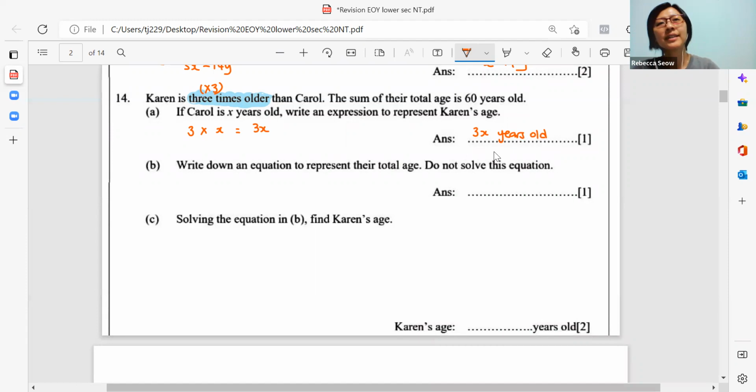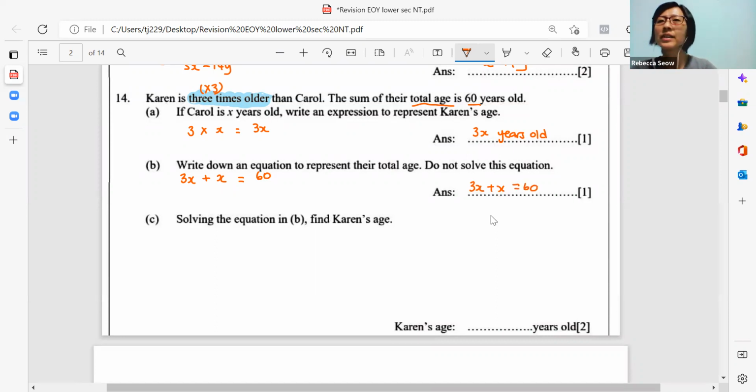Next one, write down an equation to represent their total age. Do not solve the equation. So in total, we have Karen's age plus Carol's age. That gives us 3X plus X, and that gives us the total age of 60. So this is the equation: 3X plus X equals 60.